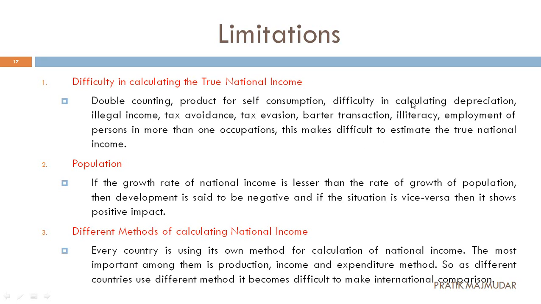Second, illiterate people are not literate enough to know their rights. Employment opportunities are not there. Even people may be employed in more than one occupation. Let's take an example: I'm working as a teacher and I'm also doing business with my father, so that is more than one occupation. I will show only the occupation which comes under the tax slabs. We are not going to show the other one. So that is also difficult when we are calculating the national income. This kind of difficulty we are going to face.